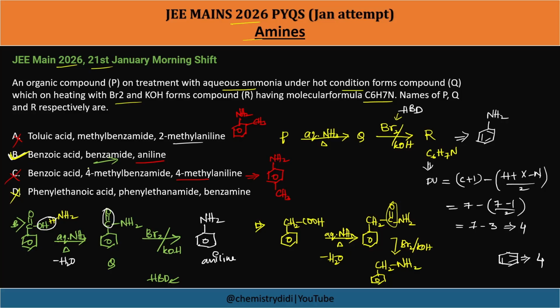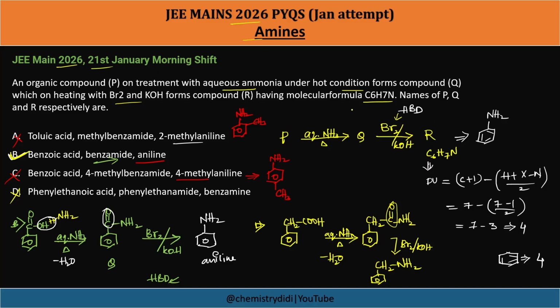So I hope you have understood. Let me summarize once whatever we have discussed. Here they were asking about compounds P, Q, R. They have given first P, treated it with aqueous ammonia and heat, and we got Q. They again treated it with Br2 KOH, which is Hoffmann bromamide degradation. I have also told you the trick how you need to solve this. And then we'll get the product R.